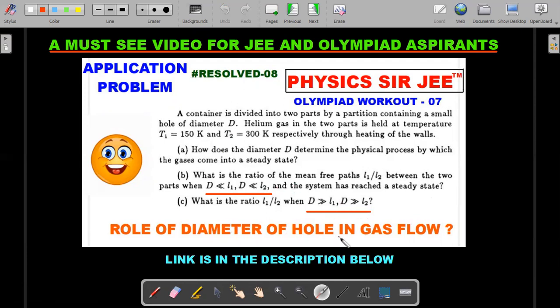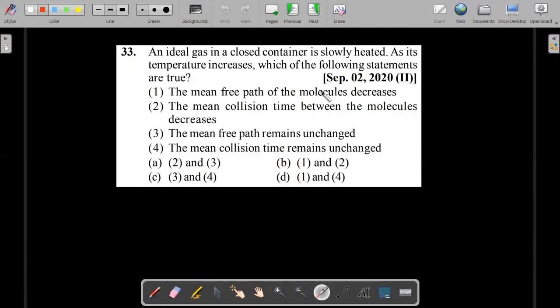The role of the diameter of a hole in the gas flow from one partition to another is very, very important. You could see that he has picked it up from this particular question in that previous practice problem. So this is the application problem. The link of this is in the description below, so please make sure you go through them. Okay, so let's move forward.